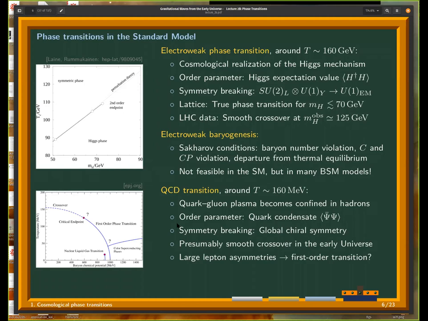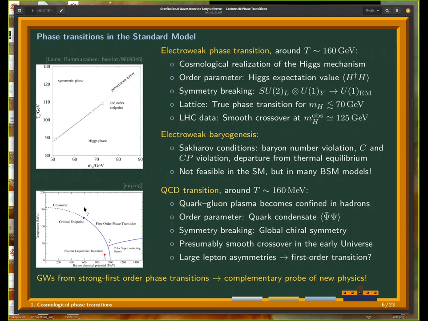So it might be that if you embed the QCD phase transition in a universe exhibiting large lepton asymmetries, you can turn this into a first order phase transition. And the asymmetry in the different lepton flavors at the time of the QCD phase transition is observationally not very well constrained. So that's a viable possibility. And if these large lepton asymmetries should exist, it might be that the QCD transition is actually first order. But in the standard case, it's not. So just following the standard assumptions, you would also speak of a QCD crossover.